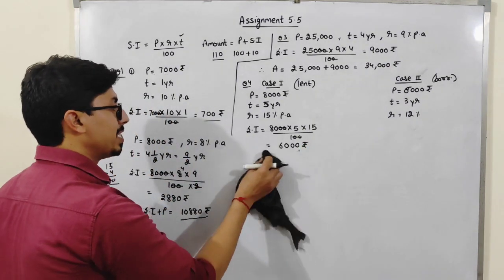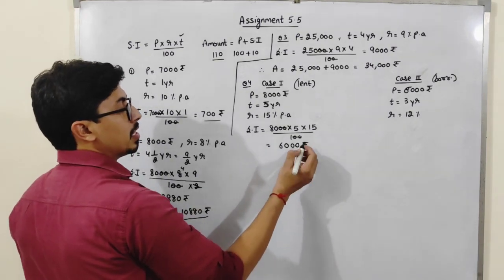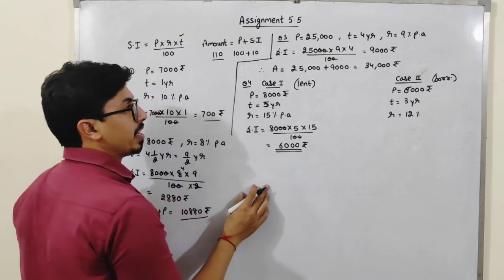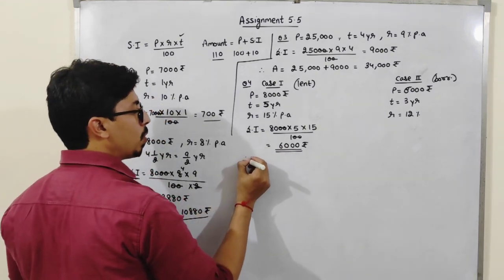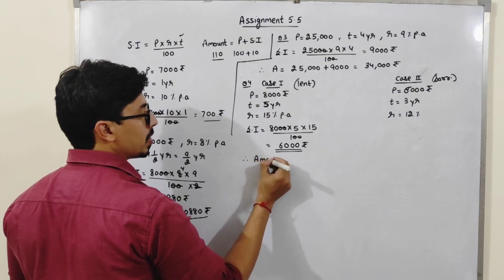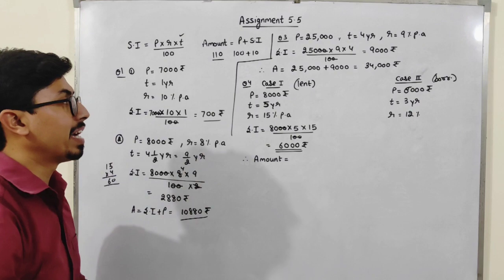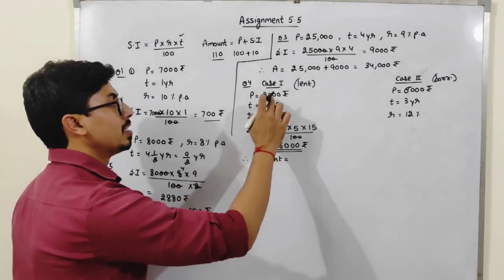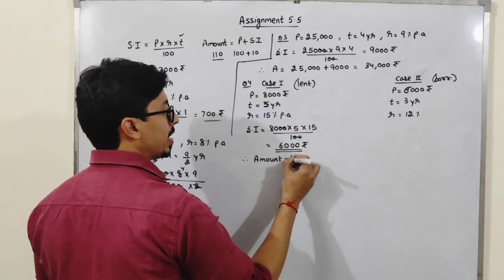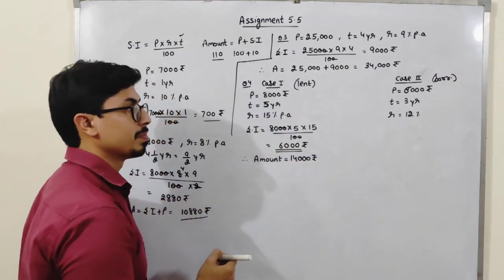Now 6,000 is the interest here that he will take. So the total amount that he will receive after 5 years, just add these two. He will get 14,000 rupees after 5 years.